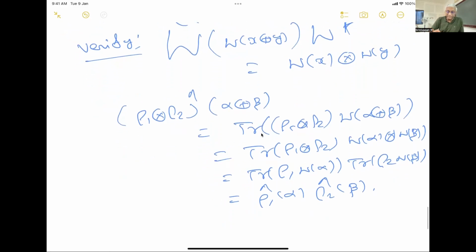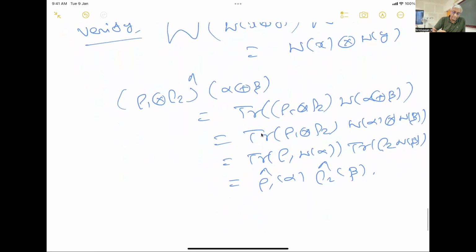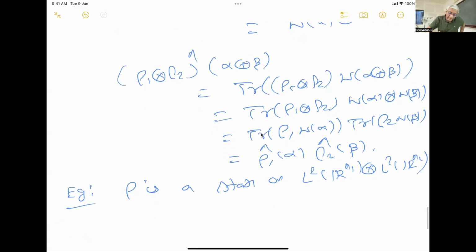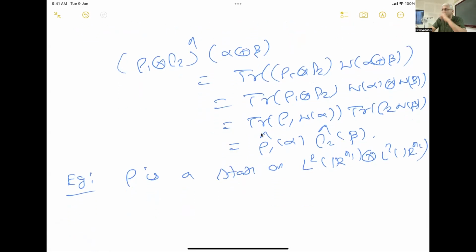Okay, now we will talk about relative trace. Under relative trace, this is another example. If rho is a state on H1 tensor H2, maybe I will call it L2 of R n1 tensor L2 of R n2. Now you want to find the relative trace. What is the relative trace? You want me to recall what the relative trace is?